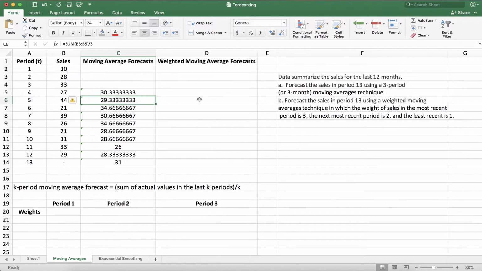The accuracy can be measured by the difference between the actual and the forecasted. So if you look at, for example, period 5, the actual sales was 44, our forecast is 29. So you have about 14 units of difference there. You forecasted it as a lower value than it is. And if you look at the sixth period, it was actually 21, but your forecast is 34. So your forecast is higher than the actual in this case.